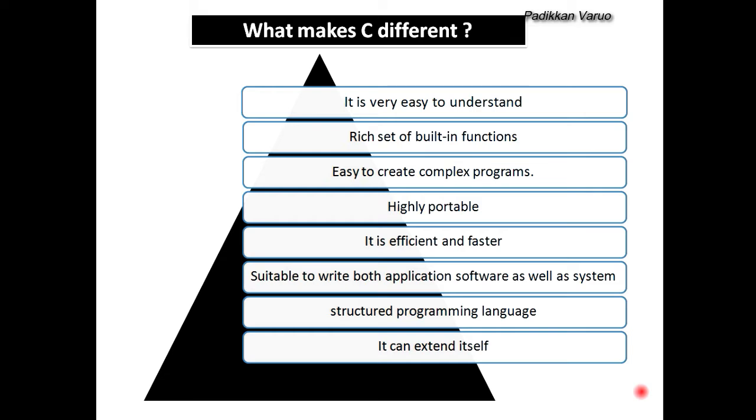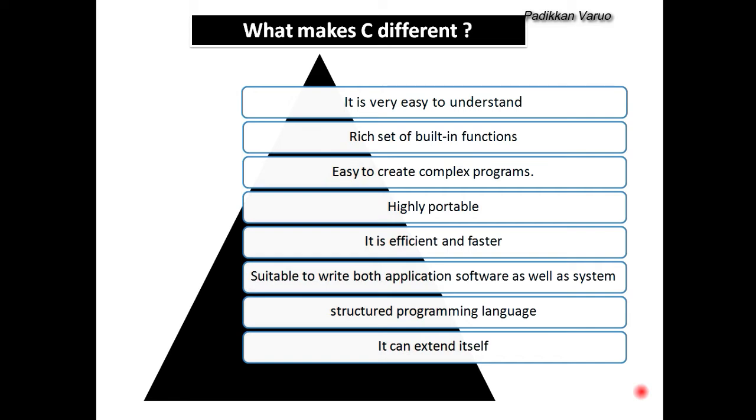Then we can create a lot of complex programs in an easy and simple manner. It is another major highlight of this programming language. That's why we can develop operating systems with the help of this language. That's why we can develop games with the help of this programming language. Then the C programming language is highly portable. It is a platform independent language. It can be executed on any hardware and software platform. Then it is efficient and faster compared with other programming languages. Then we can write both software categories, that is, we can develop system software as well as application software.